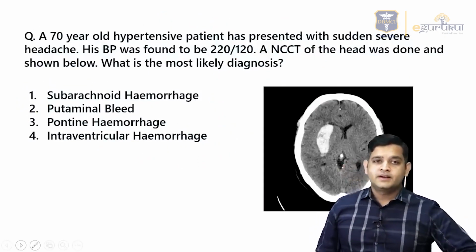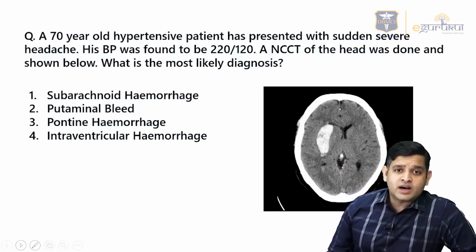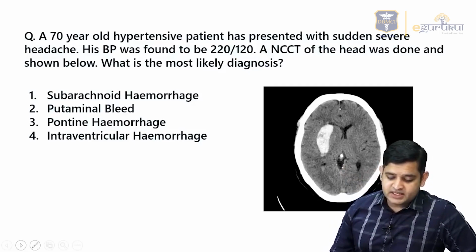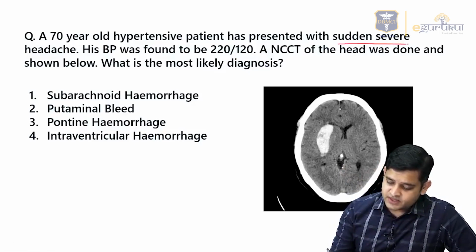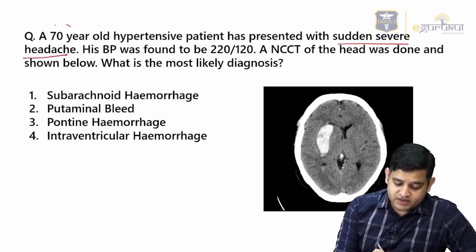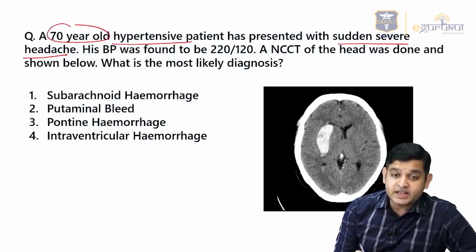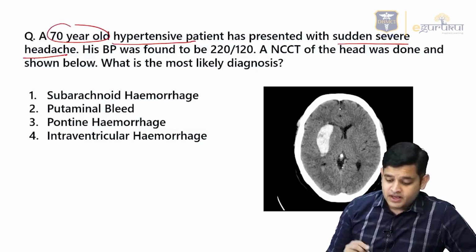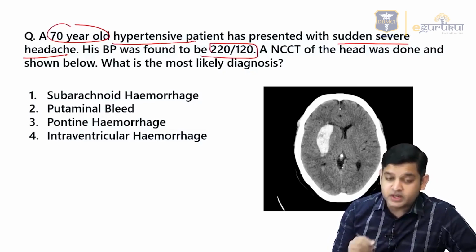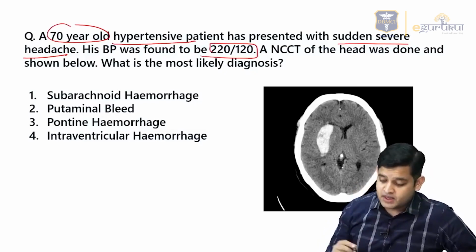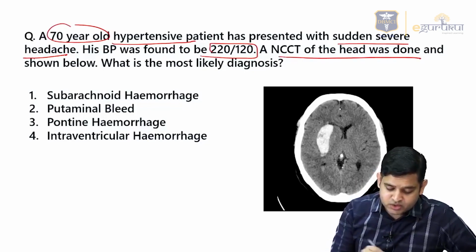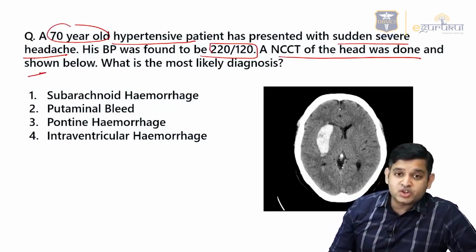Okay, next. A 70-year-old hypertensive patient has presented with sudden severe headache. Now see, 70-year-old age, hypertension, sudden severe headache. His BP was found to be 220/120. That means very high BP. And NCCT of the head was done and shown below. Now what do you see on this NCCT?